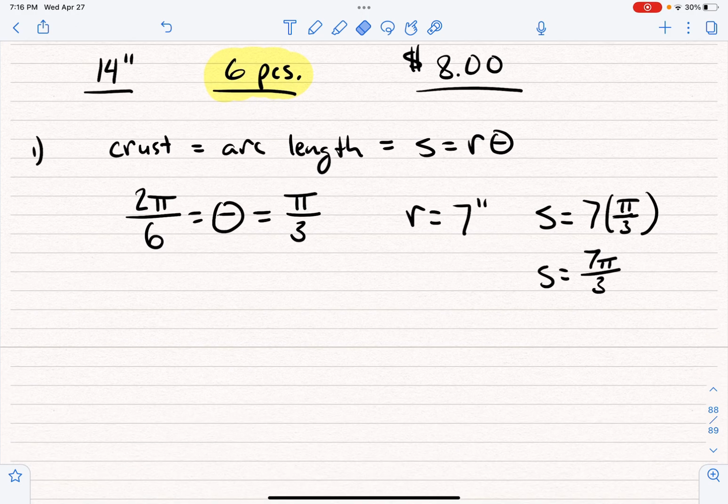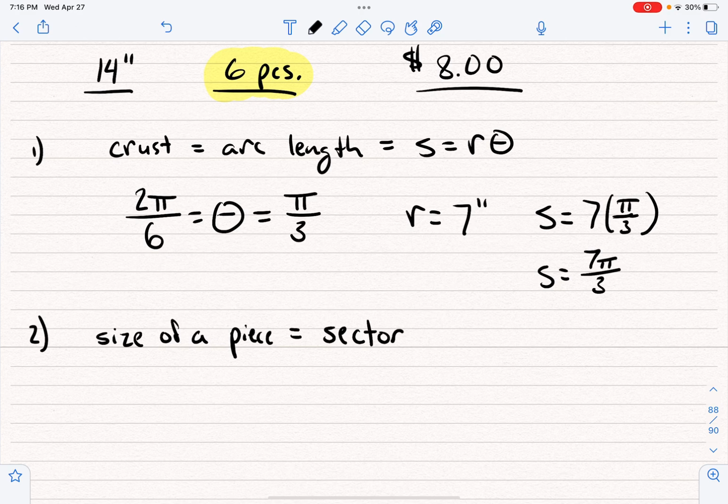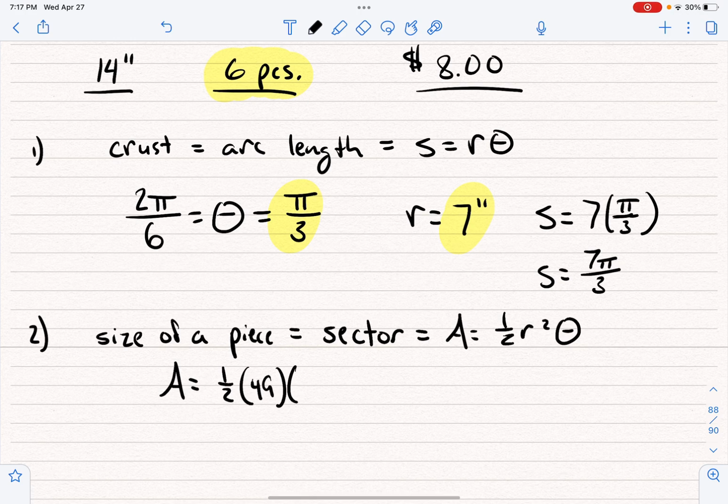Okay, the second question deals with sector area. It deals with, hey, how big is a piece of pizza by surface area? And so the size of a piece is sector area, which is equal to 1/2 radius squared times theta. Okay? Well, we have all of our information. We know what theta is, and we know what the radius is, so we just plug all that in. We say area is equal to 1/2 radius squared, which is 49, because it's 7 squared, times theta, which is pi over 3. Put all that together, and we get 49 pi over 6.